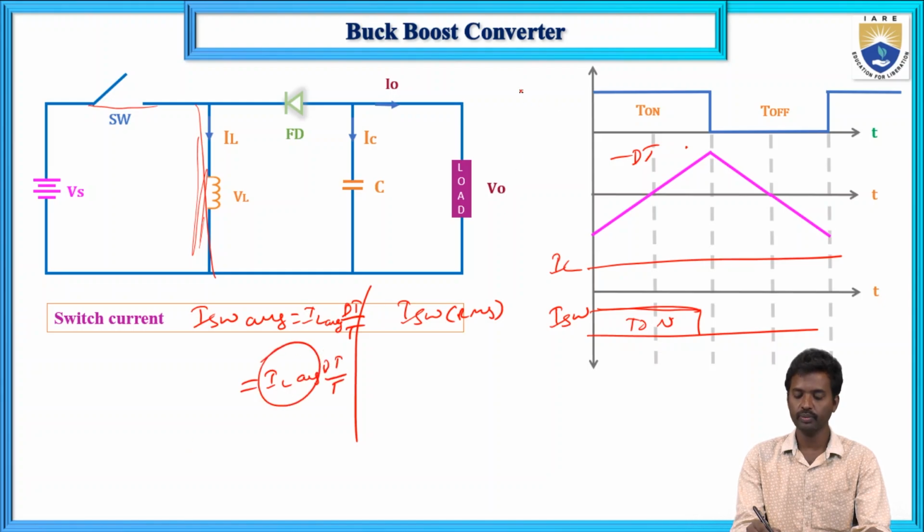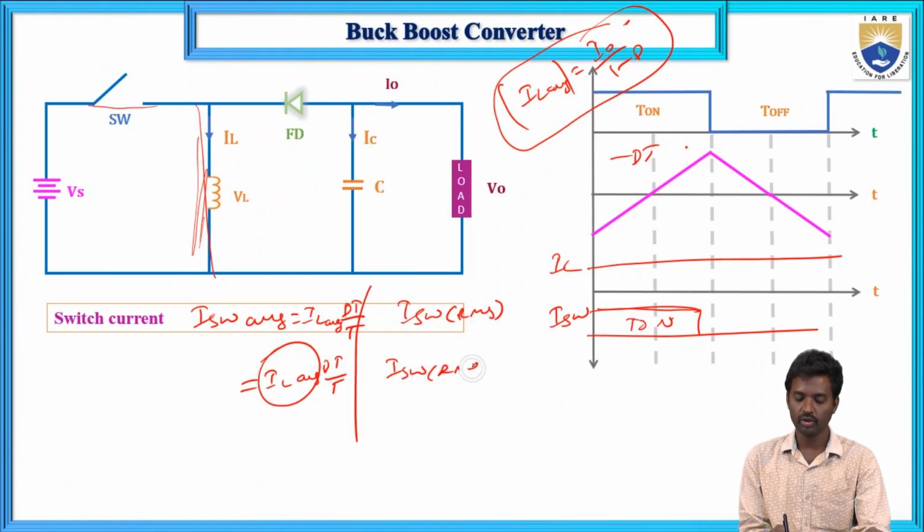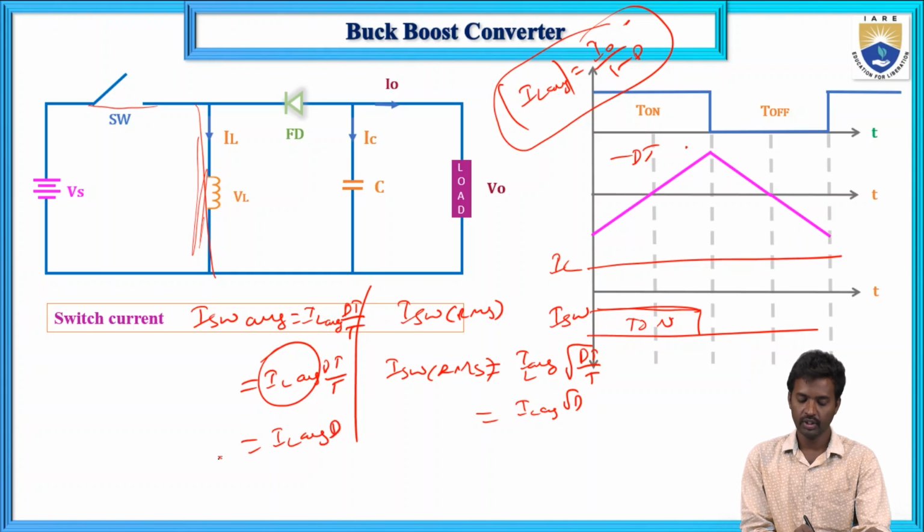Substitute IL average equals the magnitude of I naught into 1 minus D. Take this formula, and next, I switch RMS equals IL average into square root of dt divided by T, that equals IL average square root of D. So that is for the average, and this is for the RMS value.